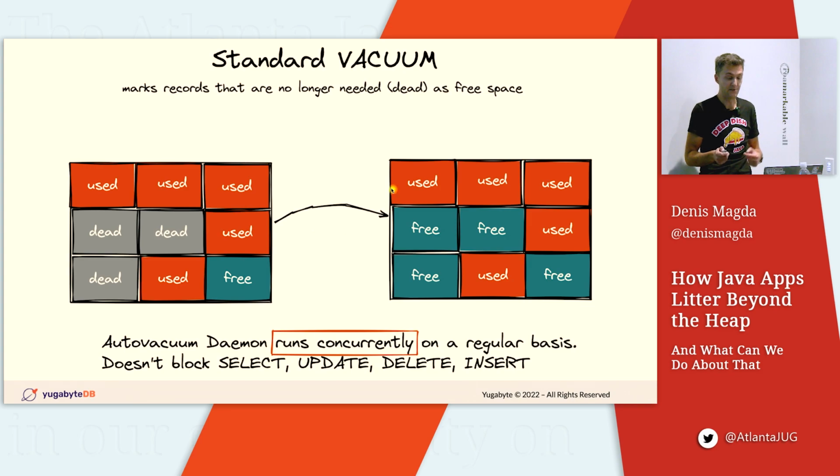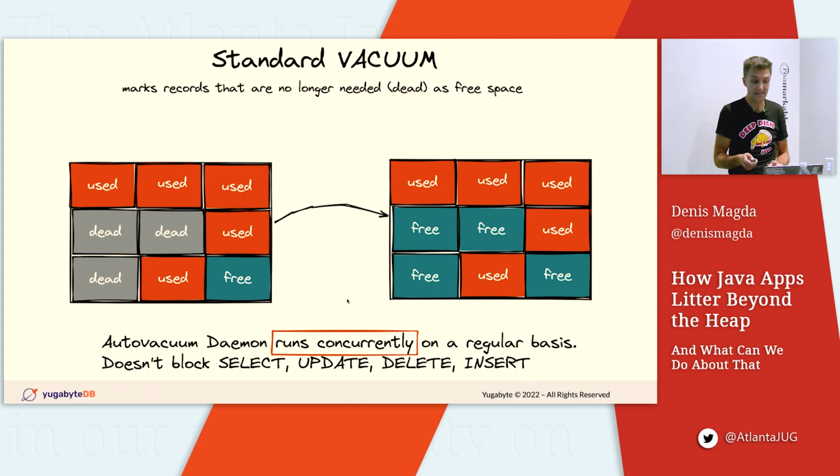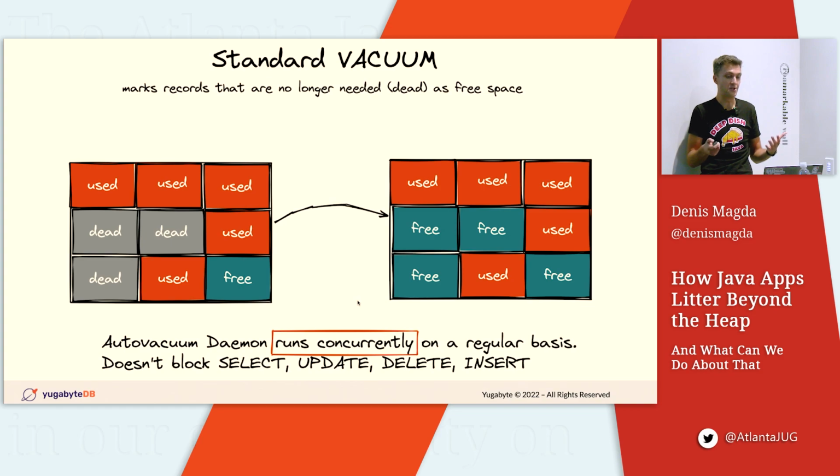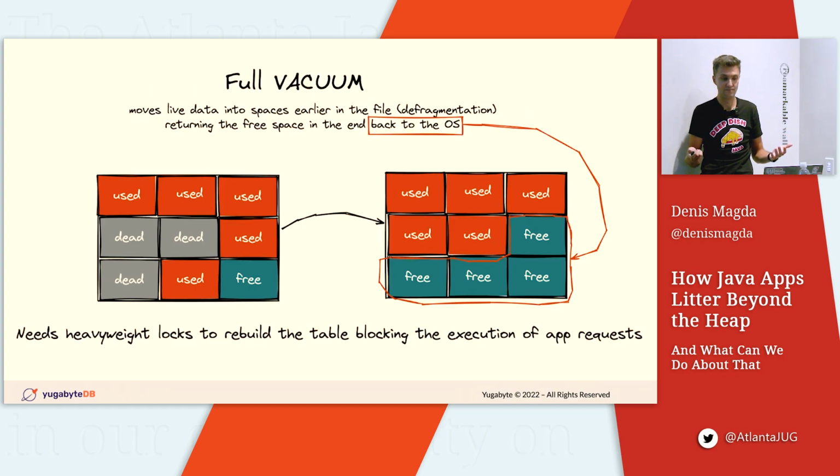So generally what happens all the time, the vacuum starts, and there are different thresholds. It can be by size threshold or some timeout. It will walk through all of the pages of different relations and your indexes. It will label the dead sections of your pages as free ones, as available for future data. As long as it runs concurrently, it doesn't block your application selects, updates, deletes, and inserts.